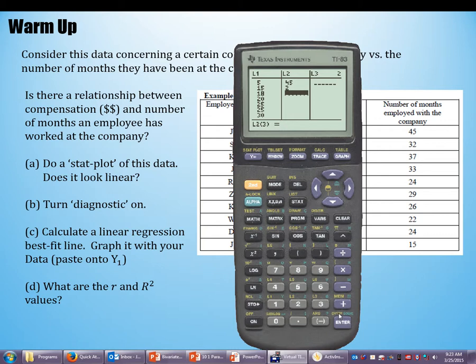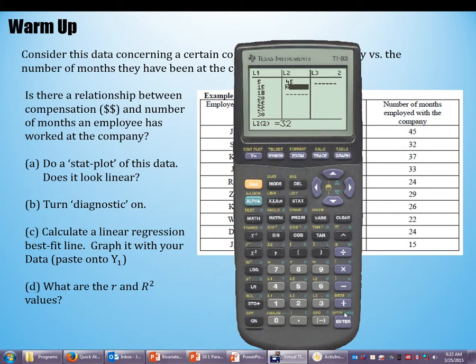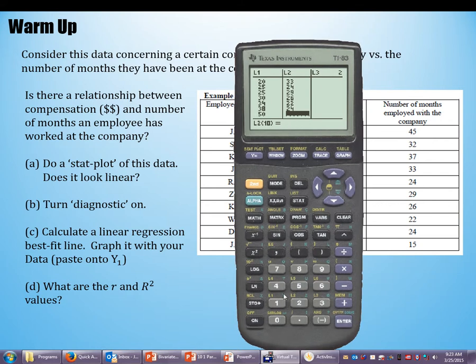You write them down. 37. 37. 33. 24. 29. 26. 22. 24. And 15. By the way, this data makes like no sense. Alright, and then go to, so we'll just run regression on L1.